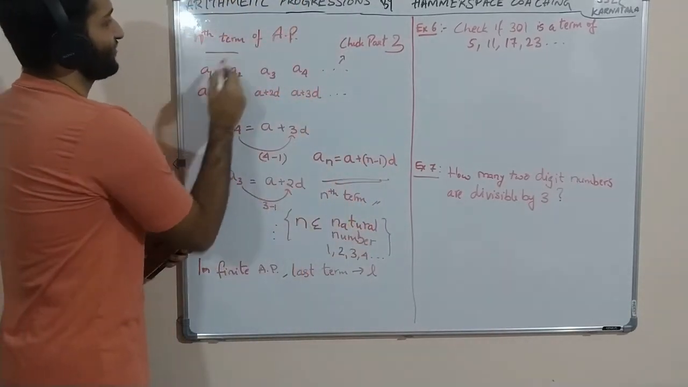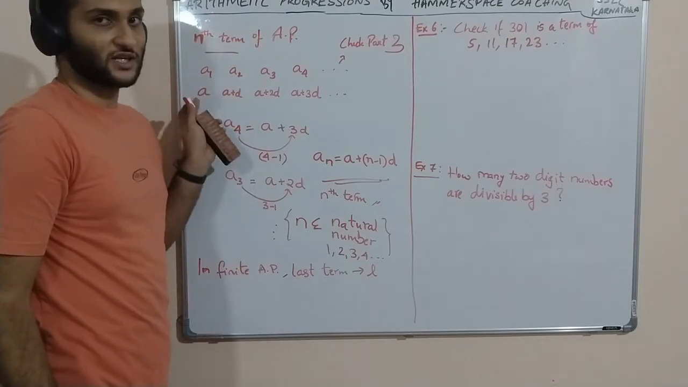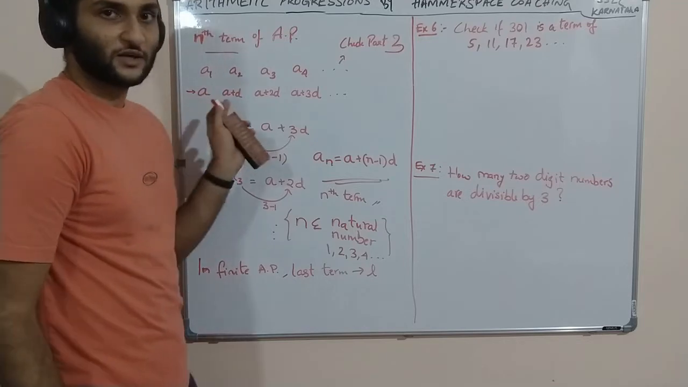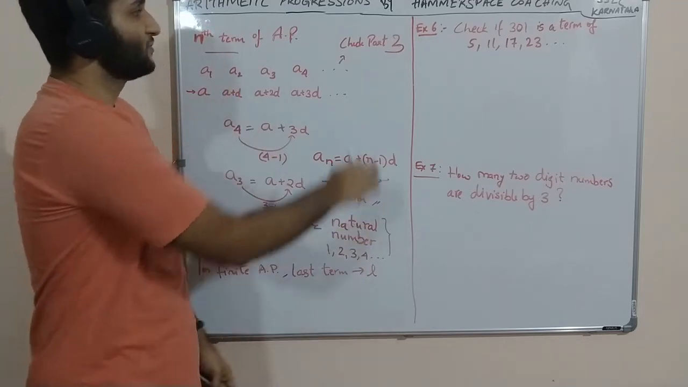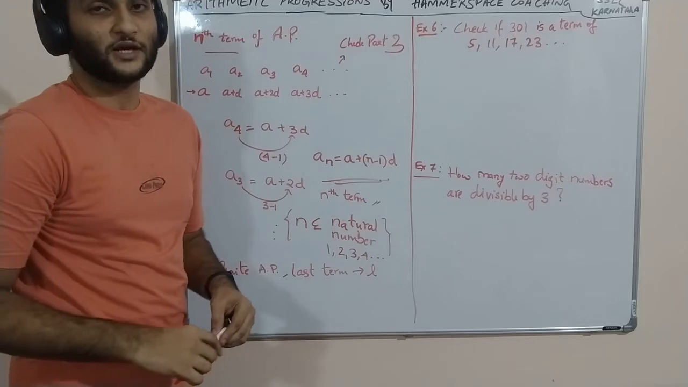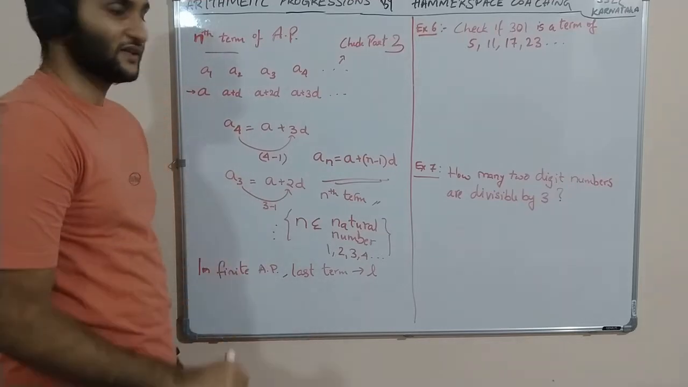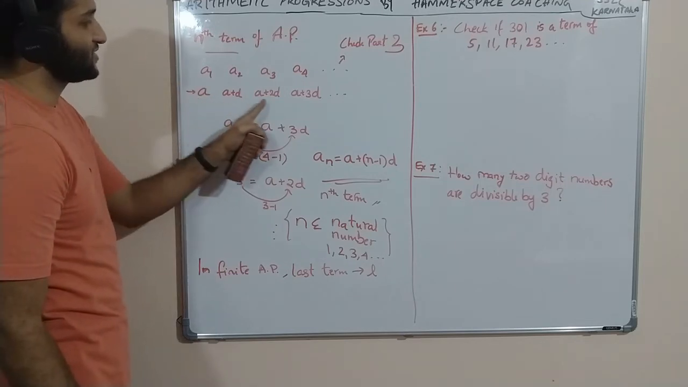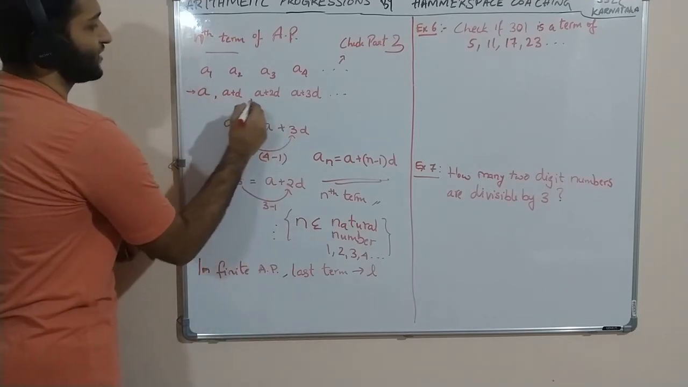So for the nth term of AP, first we should know the general form of AP. I have written the general form of AP here. If you have any doubts regarding the general form of AP, please check the part 3 video and you will find the derivation there. So the general form of AP is a, a plus d, a plus 2d, a plus 3d and so on.